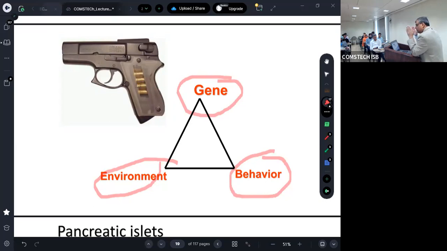So if father and mother both have diabetes, what is the chance? If the father has diabetes, susceptibility is 25%. Mother has diabetes, 25%. If father and mother both have diabetes, what is the chance? Who said 75%? You are absolutely right.